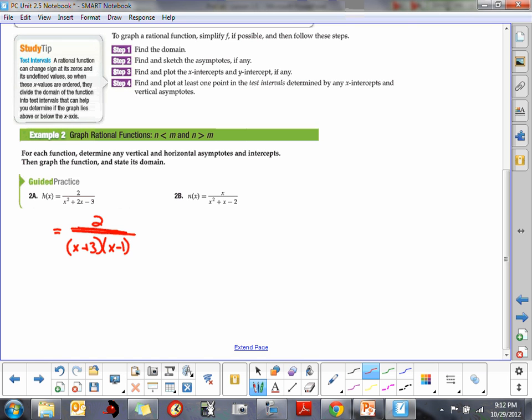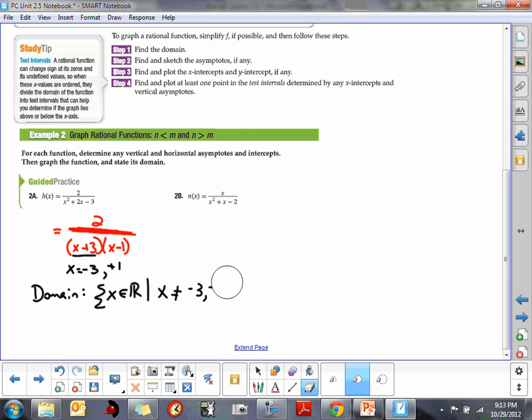If I have this in factored form, it makes it a lot easier for me to find holes. It makes it a lot easier for me to find vertical asymptotes in particular. The other thing that makes it very apparent is the domain. So I'm going to take care of that domain right away. The domain excludes any input that creates 0 in the denominator. So what are the related zeros in the denominator? That is when x is equal to negative 3 or when x is equal to positive 1. So we want restrictions: x has got to be an element of real numbers such that x cannot equal negative 3 and positive 1. So that's the first part, getting our domain set.